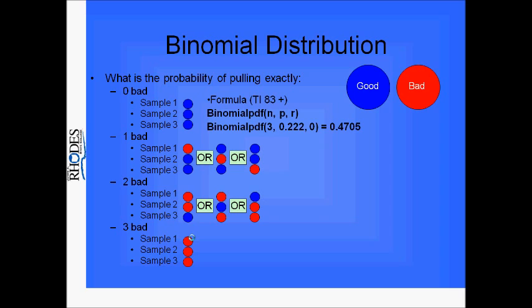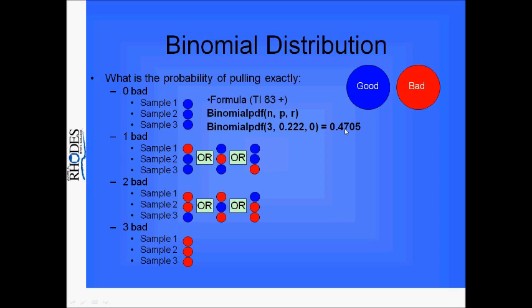Let's start looking at this from each combination. I think this is important. We already figured out 2, but let's consider what the probability is for each of these. Your N and P will stay the same throughout all these, because you're pulling 3. You have a 0.222 defect rate, or 2 out of 9. In this case, we're saying 0 bad, so that's why we plugged in a 0. When you plug this in, you should get 0.4705.